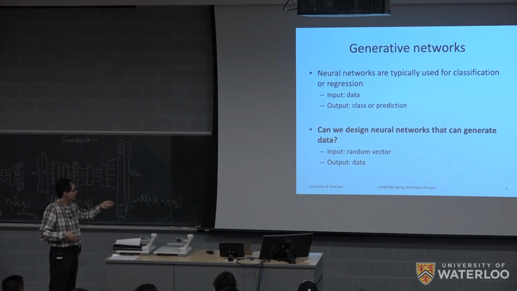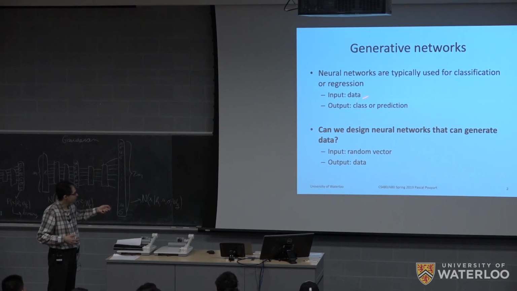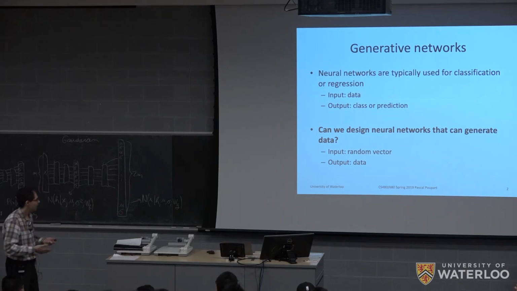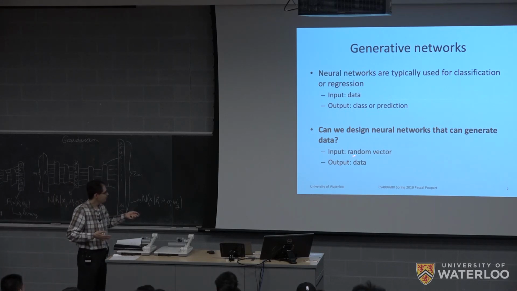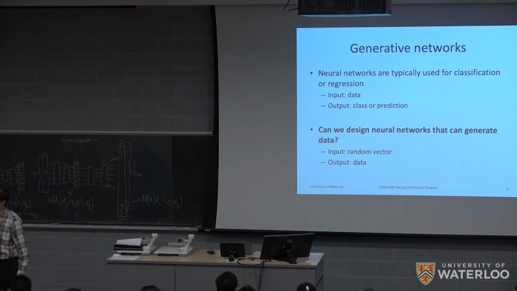Again, so far in our course, we had as input some data, and then the output was a class or a prediction in the case of regression. So we were in the realm of supervised learning, and typically this is how we framed everything. Now, it turns out that we can flip things around, and we can instead produce an output that is data as opposed to taking it as input. And this becomes interesting in various tasks.